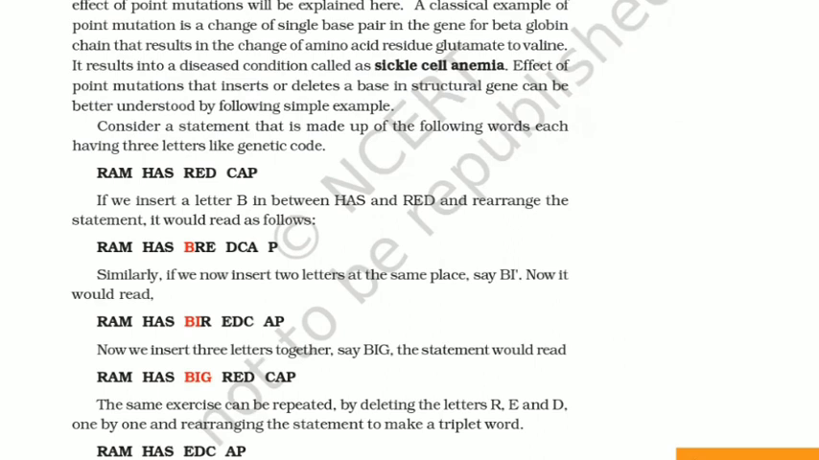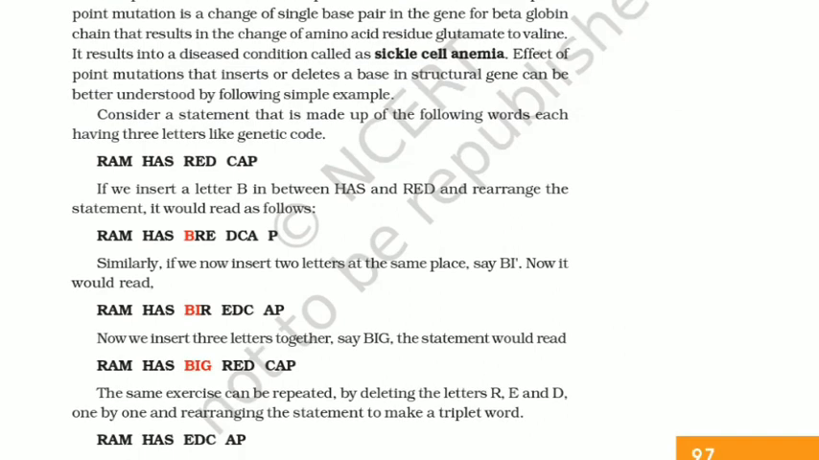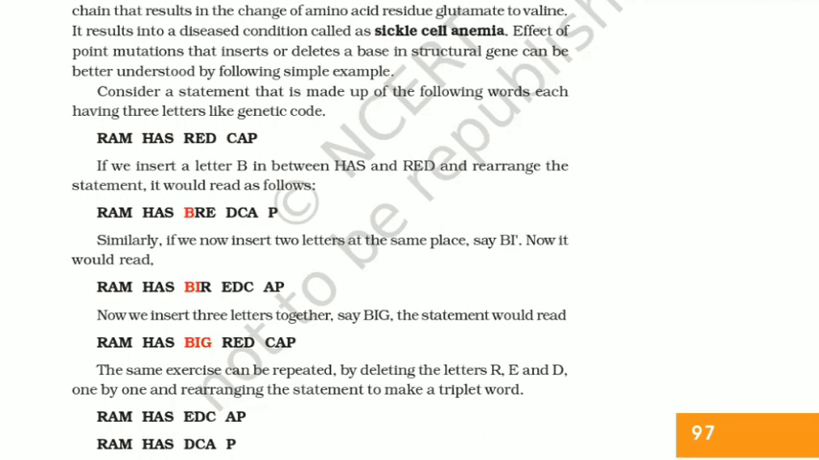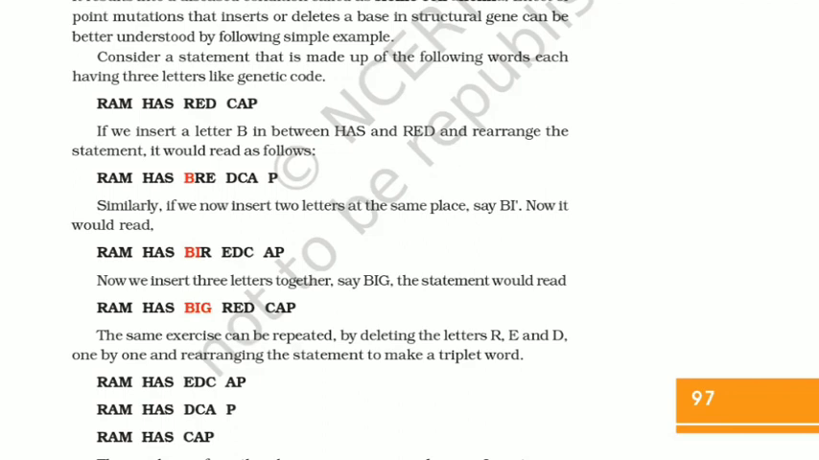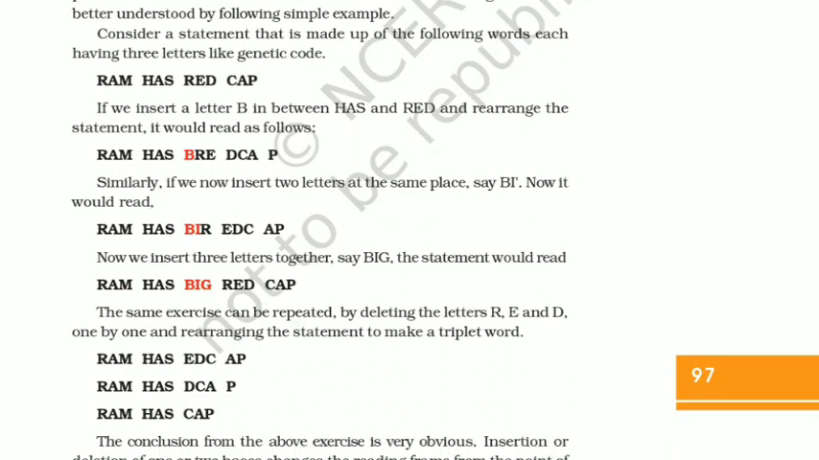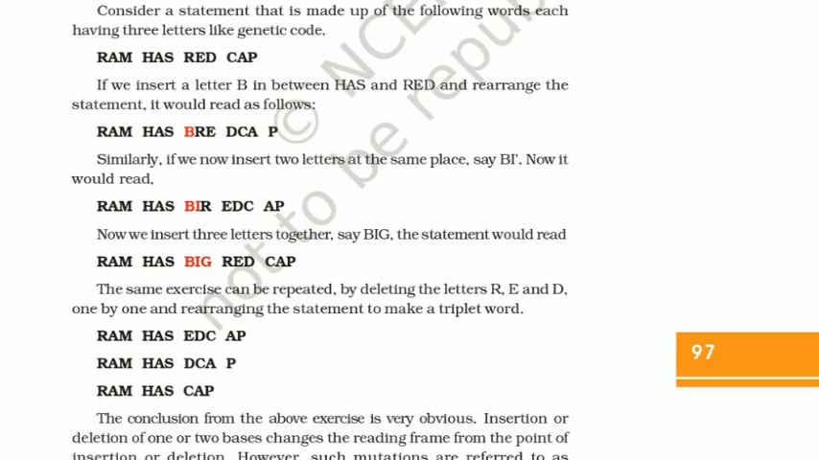A classical example of point mutation is a change of a single base pair in the gene for the beta globin chain, and that results in the change of amino acid residue glutamate to valine. It results in a diseased condition called sickle cell anemia. The effect of point mutation that inserts or deletes a base in a structural gene can be better understood by the following simple example. Have a look over here for the example.